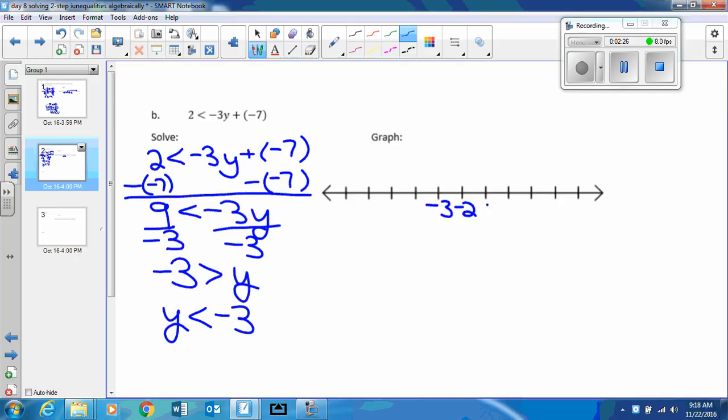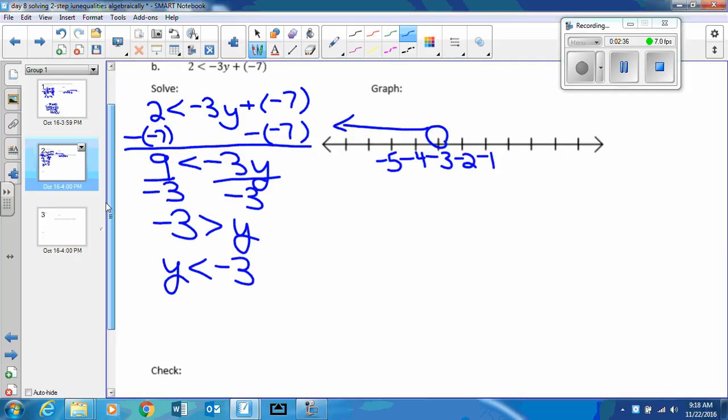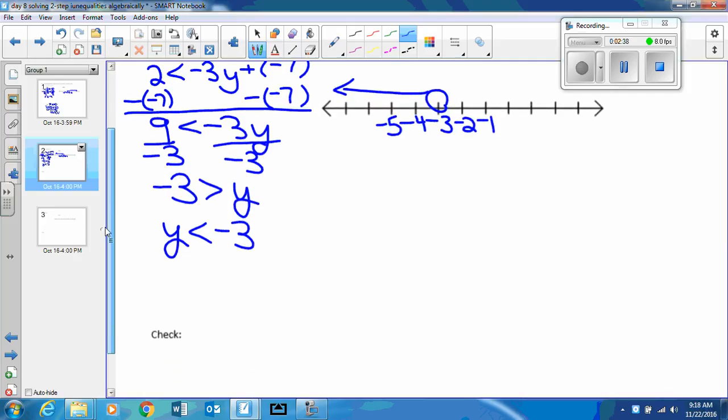So on my number line, I put negative 3 in the middle. Open at negative 3, shade towards the left. Pick some number below negative 3, so maybe it's negative 10. So y equals negative 10.